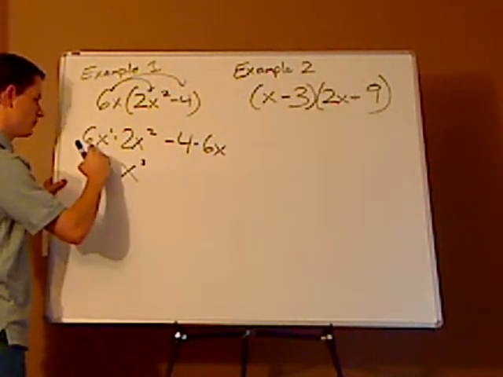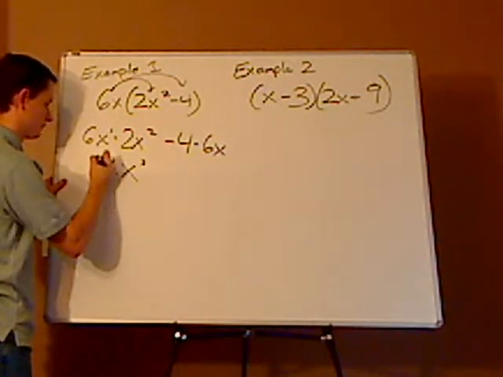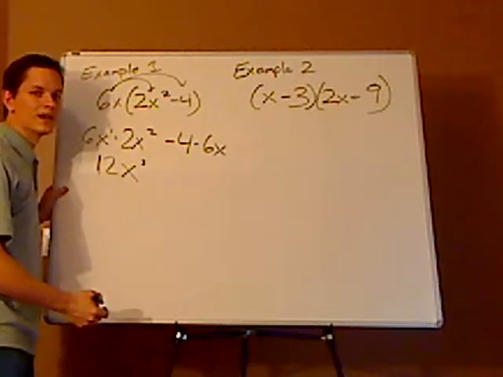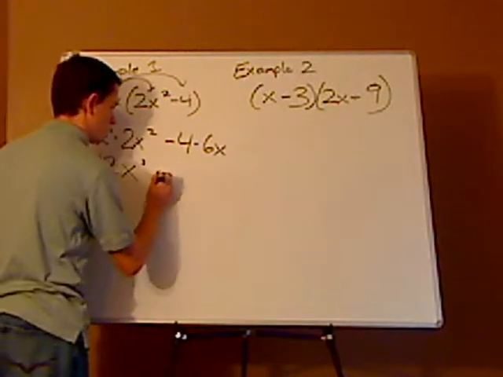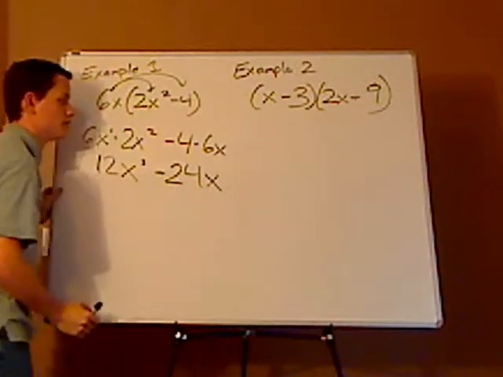Then you do the numbers. So 6 times 2 would be 12. You do the same thing over here. What's 4 times 6? Right, that's 24. And the x just stays there.